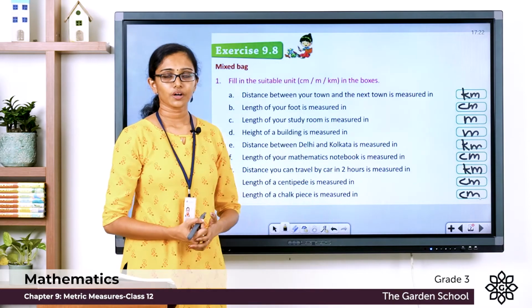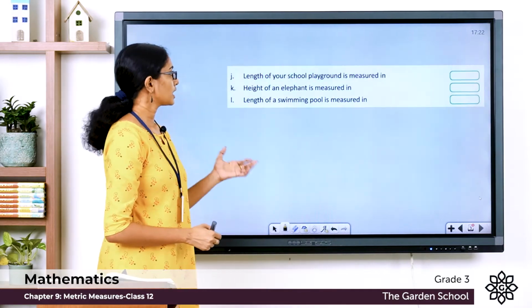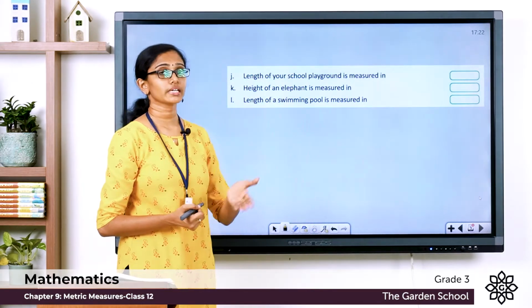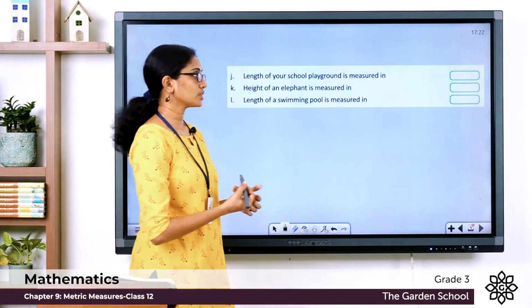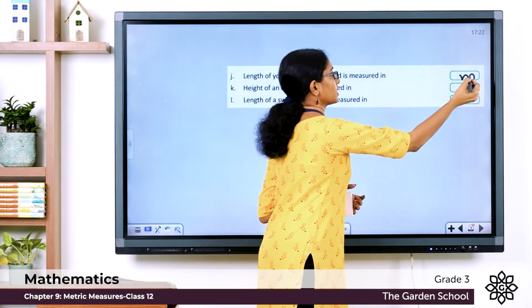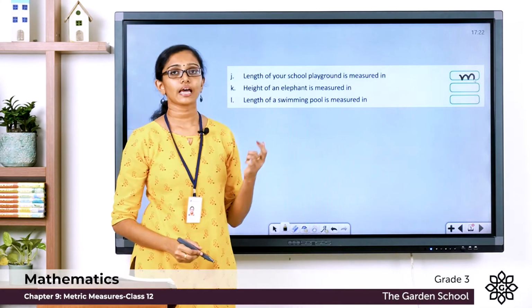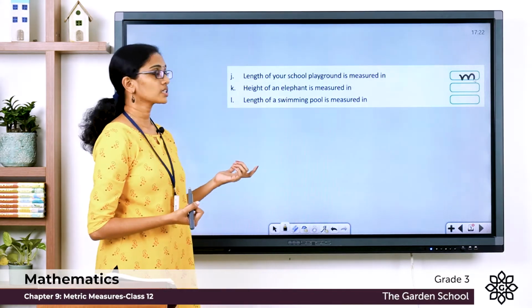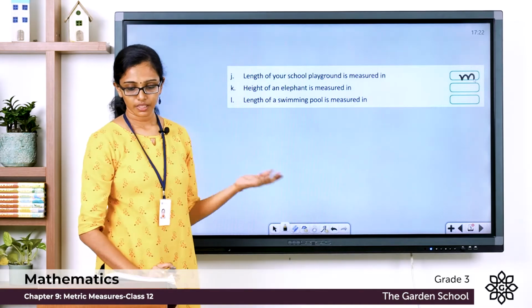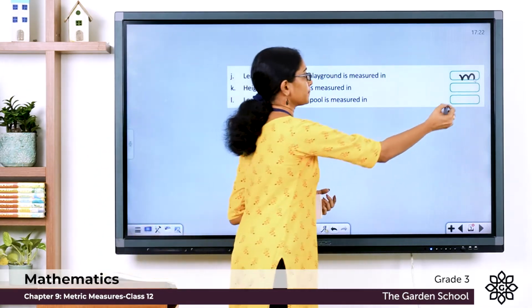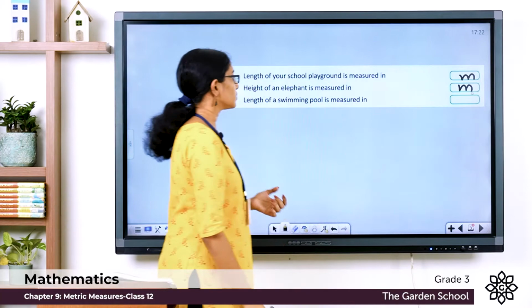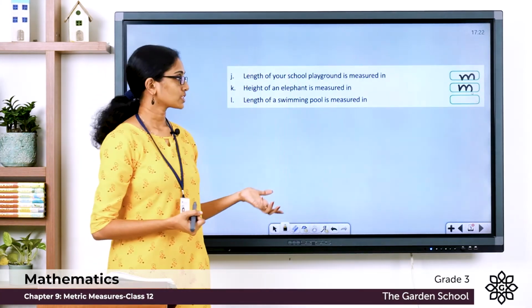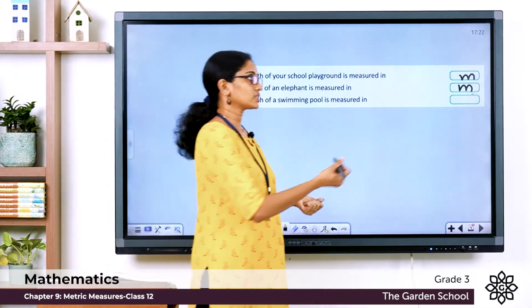Now I hope you are clear with all these questions. Now the next one, length of your school playground is measured in. Is it centimeters or kilometers? No. The possible choice is meters. Now the next one, height of an elephant is measured in. Is it kilometers? No. Centimeters? The possible choice here is meters. So you can write meters here. Now the last one, length of a swimming pool is measured in. The possible choice is meters. So let's write meter here.